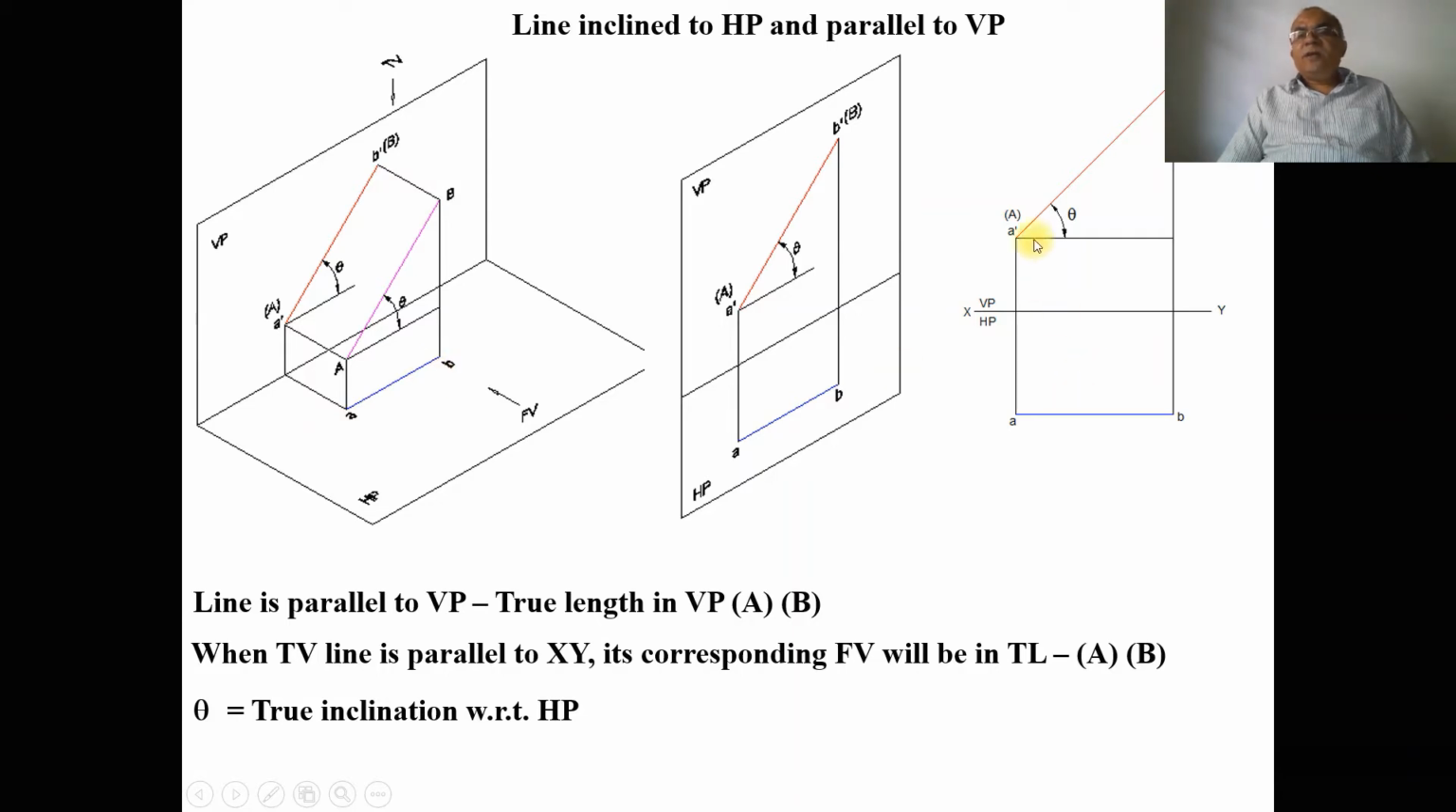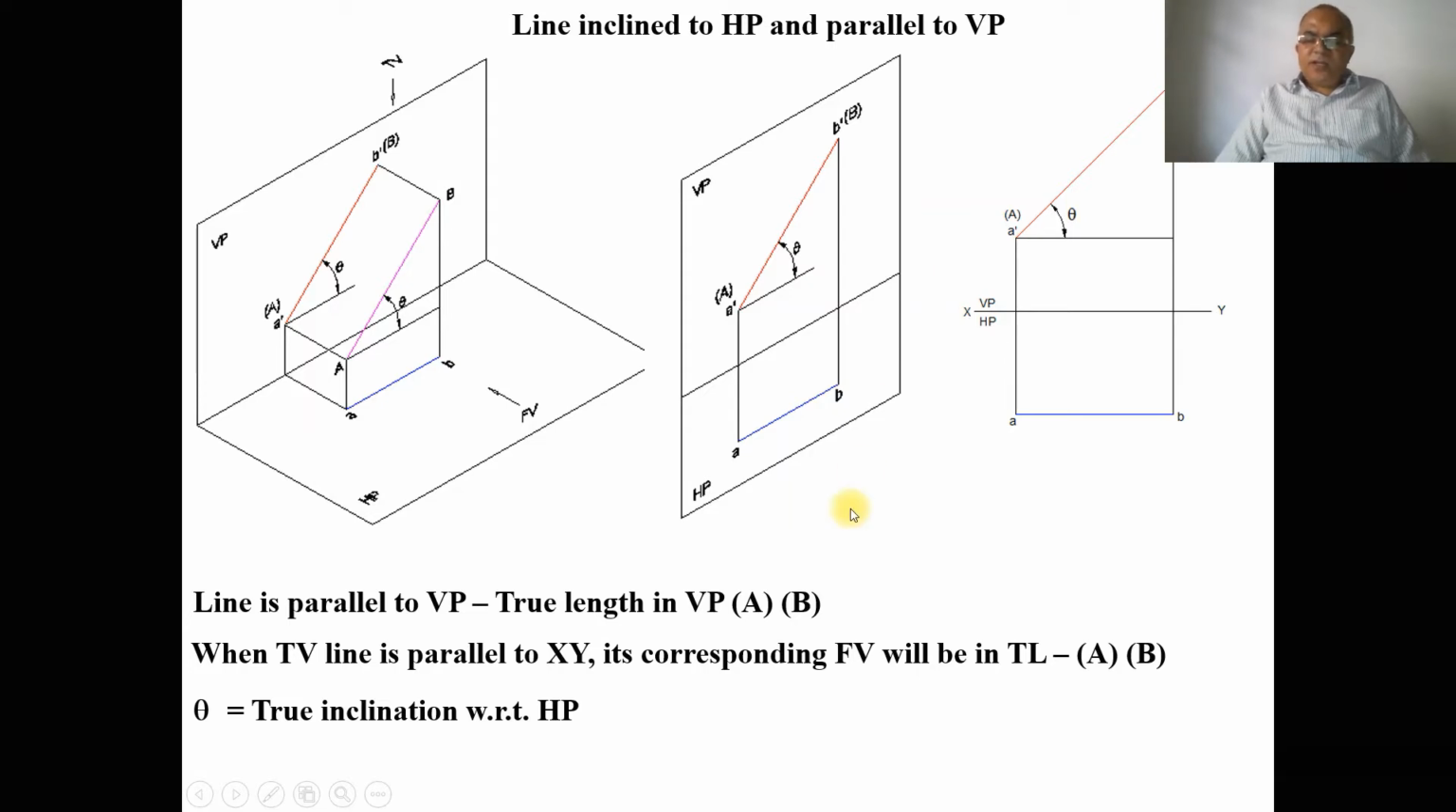So in other words, when the front view line is not parallel to XY, its corresponding top view will not be in true length. Therefore, in the top view, you can see it is not capital A and capital B, whereas you have small a and small b. Here theta is the true inclination with respect to HP. This is capital A and capital B because this top view line is parallel to XY, so its corresponding front view will be in true length.